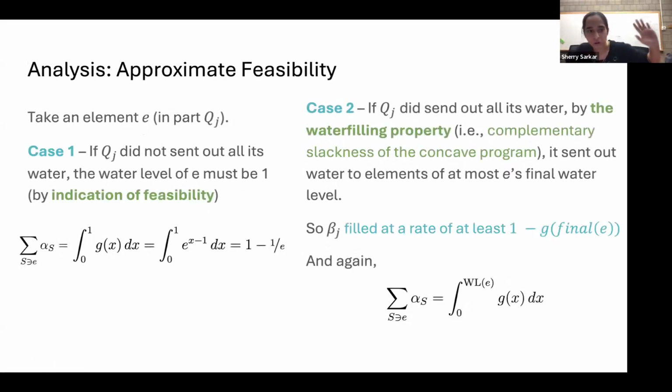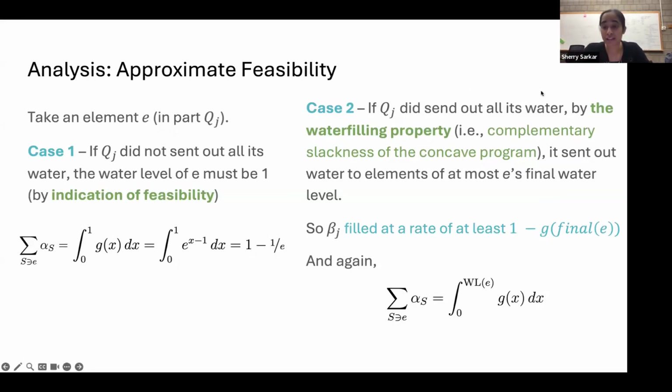So primal equals dual is a little bit harder, but approximate feasibility, by how I set it up, is basically the exact same as fractional bipartite matching. Again, two cases. If QJ did not send out all of its water, that must mean the water level of E is 1. This is the indication of feasibility property that I had in a previous slide. And so this beautiful summation, which is in our dual constraint, will give us, again, the integral from 0 to 1 of g of x, which is just 1 minus 1 over E.